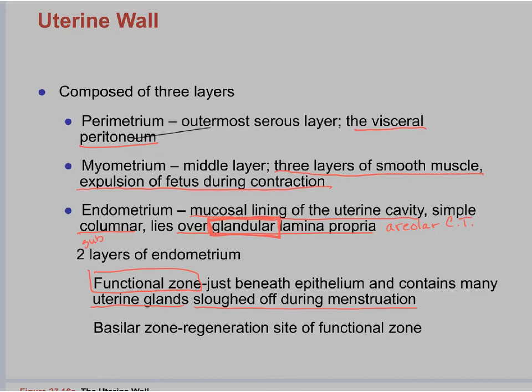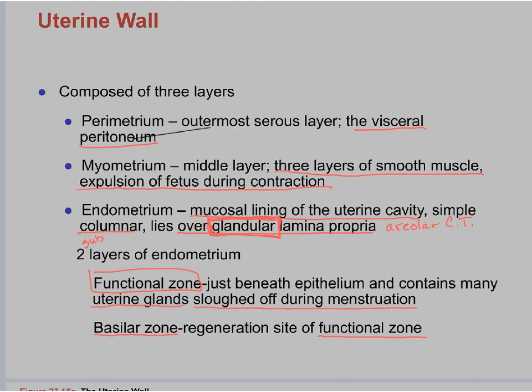And then below that, deeper in the wall of the uterus, is the basilar zone. And this layer, the sublayer of the endometrium, does not get sloughed off during menstruation. It contains the structures that regrow the functional zone after menstruation.